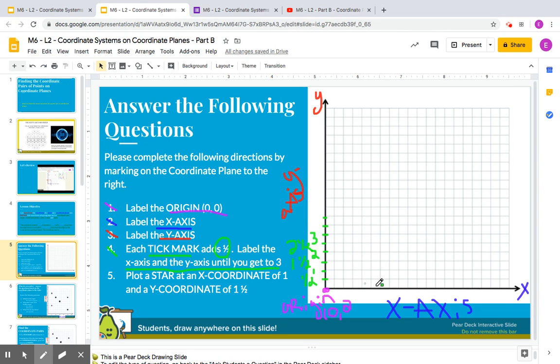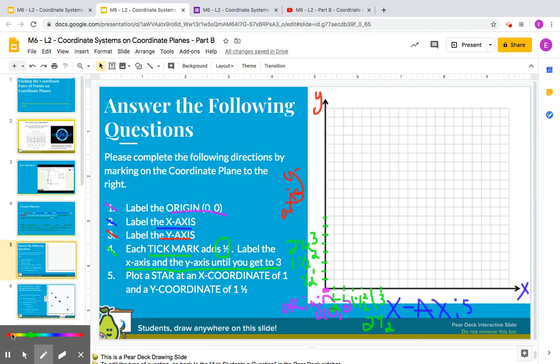And I'm going to do the same thing on my x-axis. Every tick mark adds 1/2. So 1/2, 1, 1 and 1/2, 2. I know it's tricky, I'm running out of room. I go down 2 and 1/2, and 3.